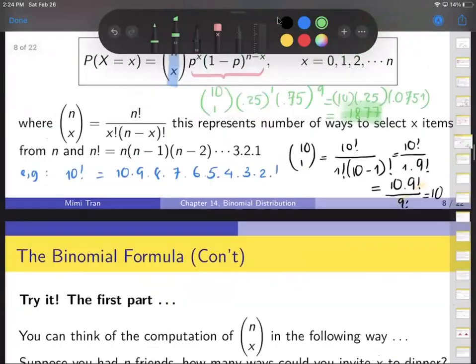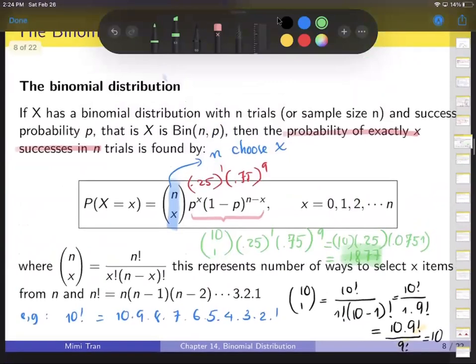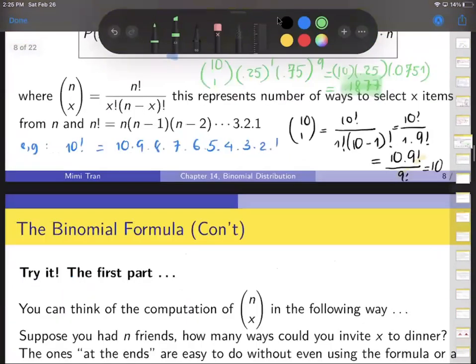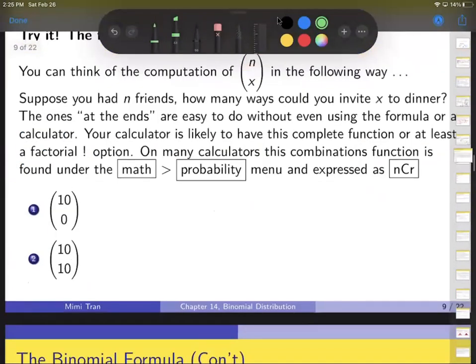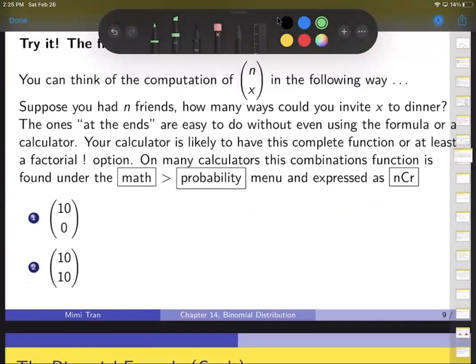Now before we actually do more of these kinds of problems, I'm going to show you how to practice doing the n choose x part. Okay, so suppose you have n friends. Say you have 10 friends. Here's 10 friends. How many ways could you invite x friends to dinner?